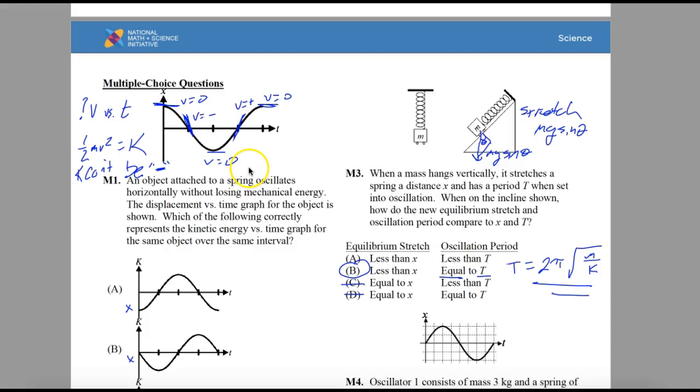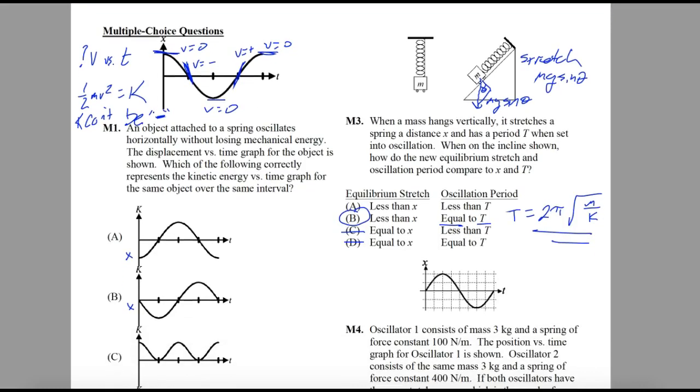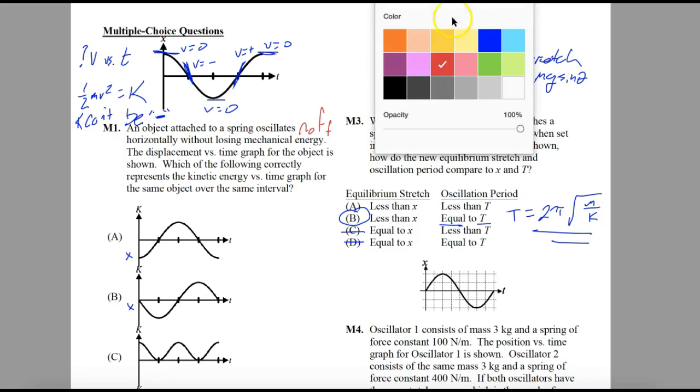Hey, this is Horner, and these are the multiple choice questions for simple harmonic motion. The very first one, you'll notice that you have an object attached to a spring. It's oscillating horizontally, so that's left and right, and there's no mechanical energy loss, which means that there is no force of friction, so you don't have to worry about friction in this one.